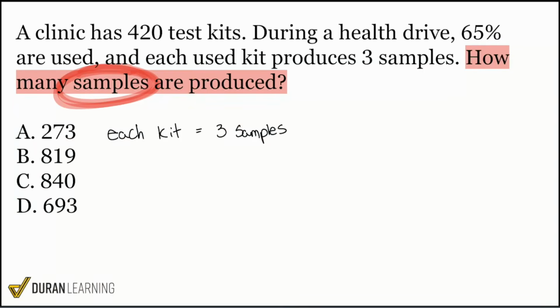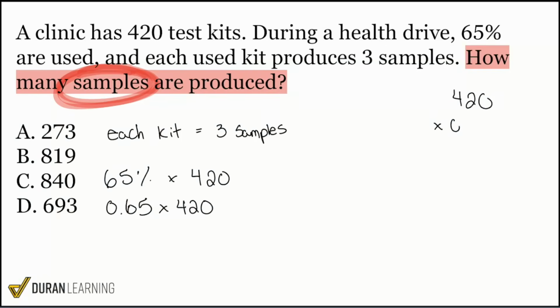So let's go ahead and get after it here. We're going to first begin by understanding that 420 kits were available, and 65% of those were used. So let's first find out how many actual kits that is. 65% multiplied by 420. When we do that, that'll be 0.65 multiplied by 420. So once we do that here on the side, we're going to multiply and we're going to ignore the decimal and bring it back at the end.